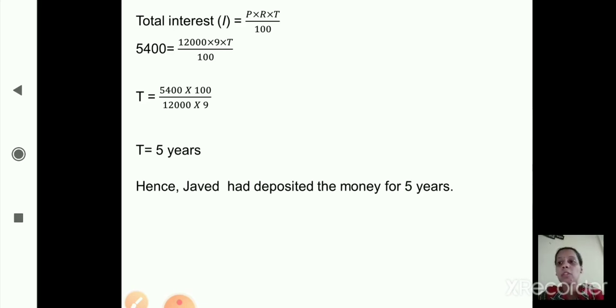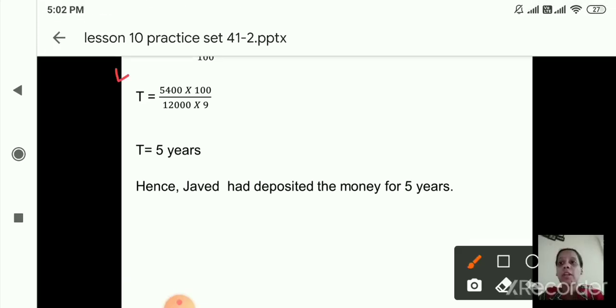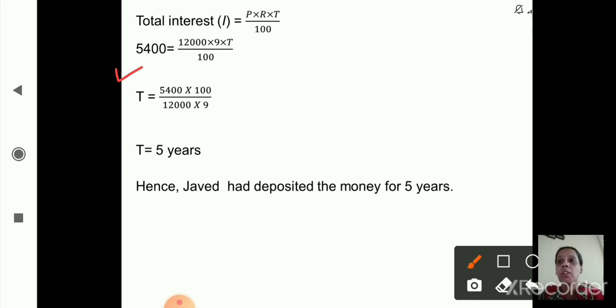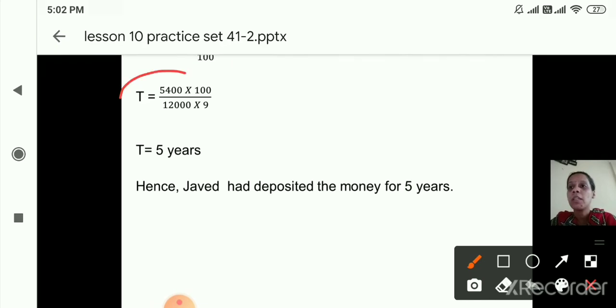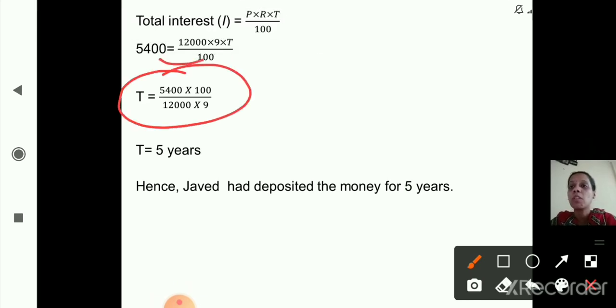So put the values now. 5,400, that is I, is equal to 12,000 multiplied by 9, the rate of interest, multiplied by T, and we write down upon 100 as it is. So what is T now? See this. T is equal to this 100, it goes in the numerator, and this 12,000 multiplied by 9 we write in the denominator. So 5,400 multiplied by 100 upon 12,000 multiplied by 9.